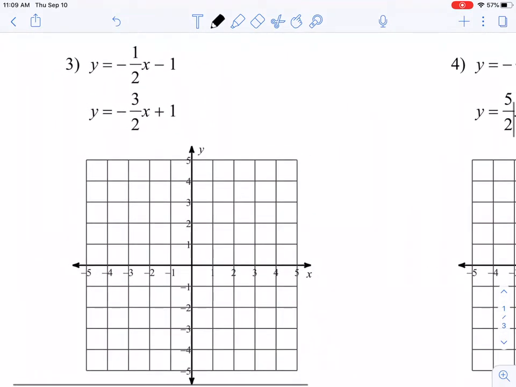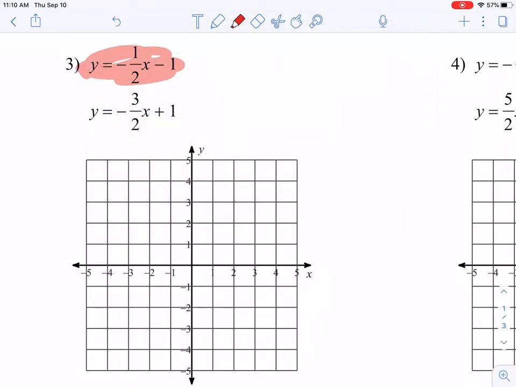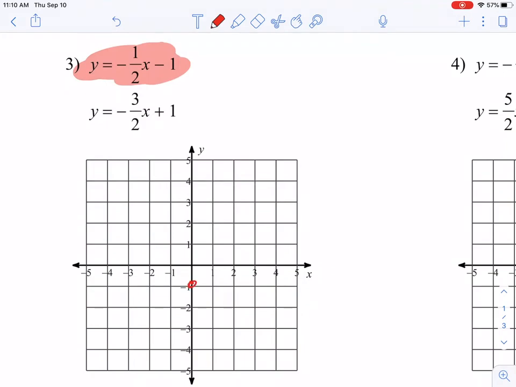We need to remember how to graph, so I'm going to use two different colors here. We have red up top. We're beginning at negative 1 and moving down 1, right 2. So in red, we begin at negative 1 and our m equals negative 1 over 2. So I'm moving down 1, right 2. I can also count the exact opposite, up 1 and left 2. Put a line through that.